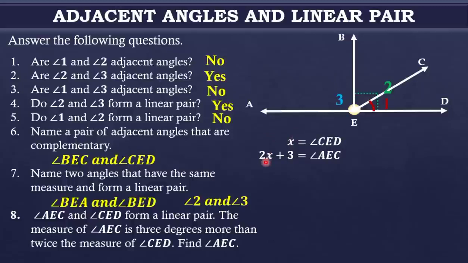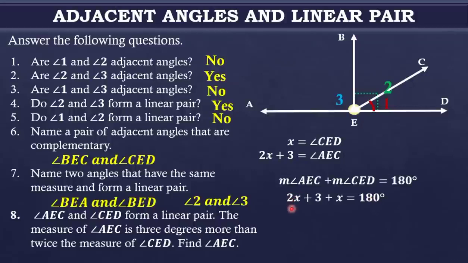Now, paano natin siya isosolve? So, si angle CED daw at si angle AEC ay it forms a linear pair. Kung it form a linear pair, therefore, they are adjacent and supplementary. At pag sinabi natin supplementary, ano sila? The sum of their measures is 180. Kasi linear pair eh. Pag sinabing linear pair, 180 yon. So, dito tayo magbe-base. Your angle AEC is 2x plus 3, and then your angle CED is x. I-equate natin siya sa 180.